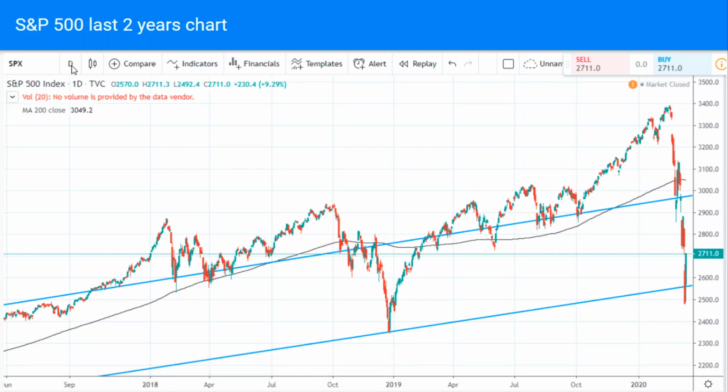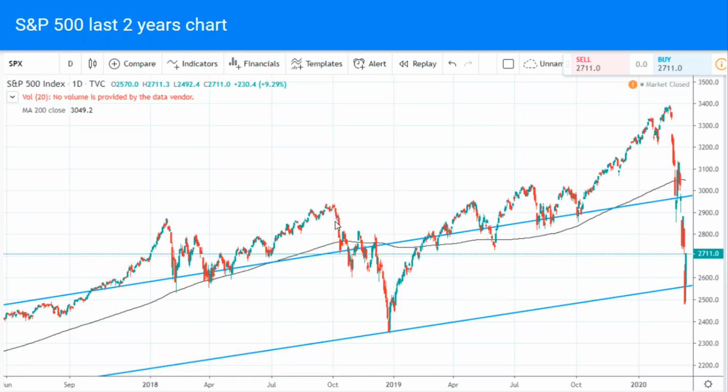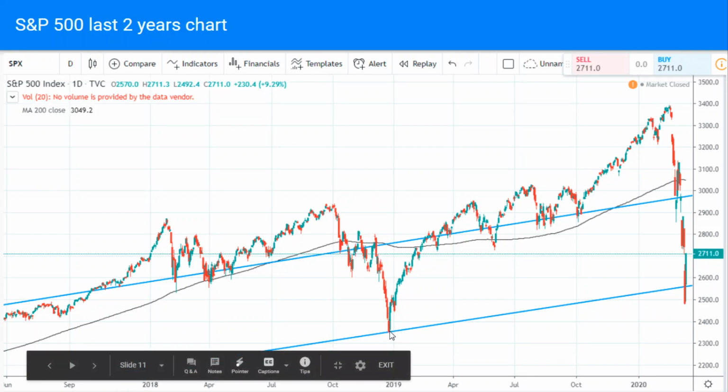Now, this is a daily chart. So this is a 200-day moving average. And this is where it was finding support. You can see over here, here, and here that it found support, started bouncing back. Then again, this is where in late 2018 it was struggling, and finally it gave up and had a sharp decline in 2018.